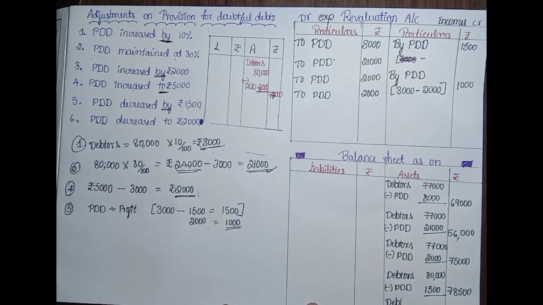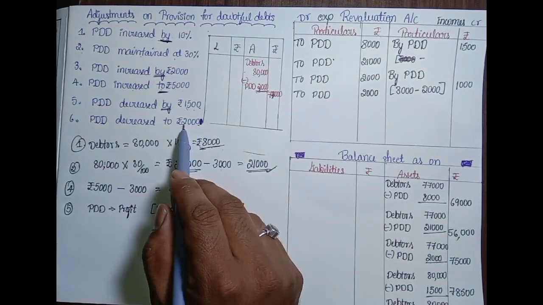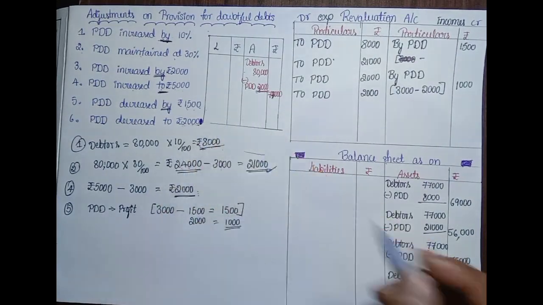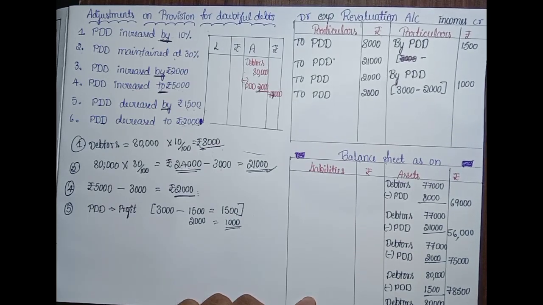And that one we need to take in the balance sheet. So we need to take debtors 80,000. Now what is the value of provision for doubtful debts? They are directly saying that is 2,000 rupees, minus provision for doubtful debts, that is 2,000 rupees. Then in the outer column it is 78,000.